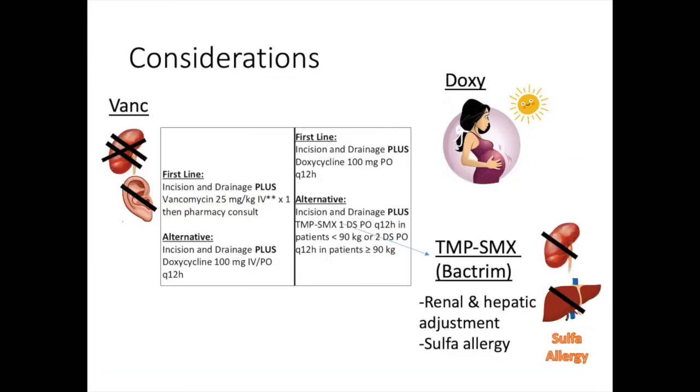For Bactrim, so Bactrim also does need to be renally and hepatic adjusted. The new one here is the hepatic adjustment. Just take a look at how their liver function is and resources to see how you would adjust based on that. And then the main thing with Bactrim is there is sulfa in it. So you want to take a look at the patient's allergies and make sure they don't have an allergy to sulfa medications before you administer Bactrim.